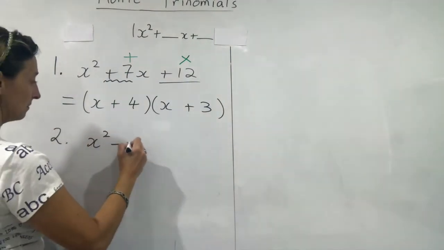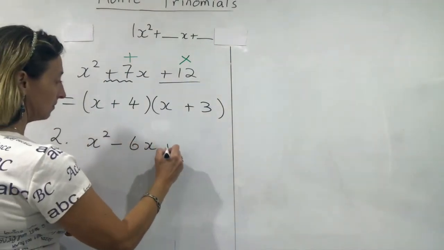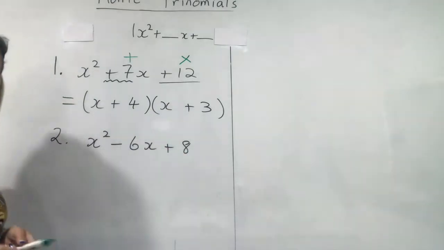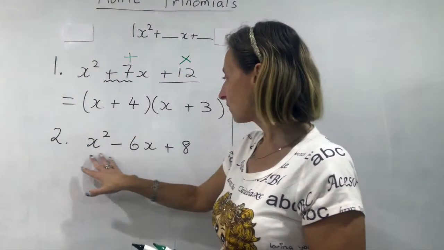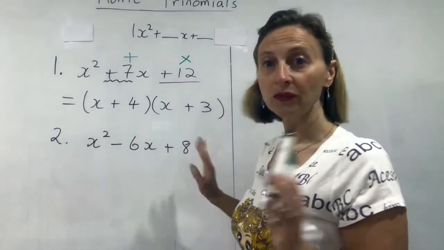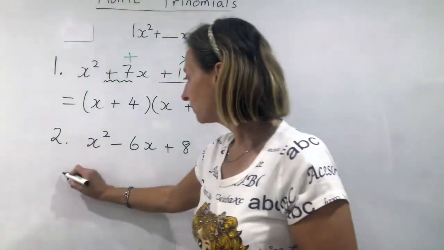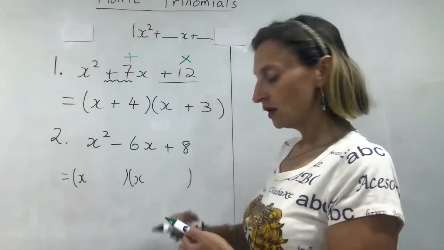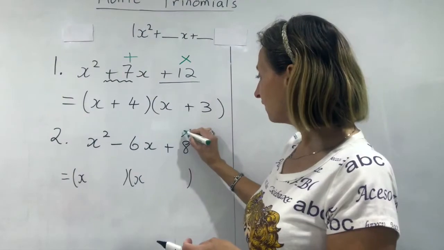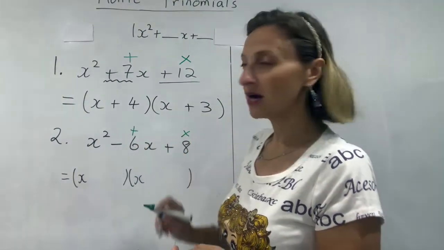X squared minus 6x plus 8. Again, the first thing we do is just check that it's in the right order. We have an x squared, we have an x, and we have a number. All good, let's continue. We have x, x. We know we have to multiply to give 8 and add to give minus 6.